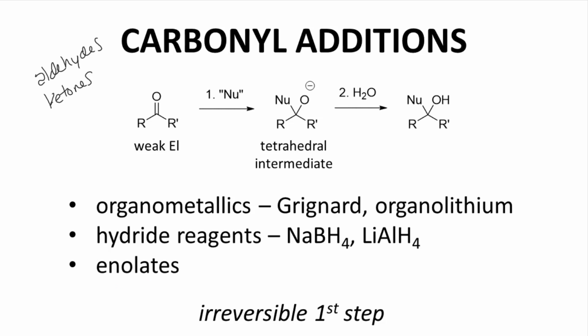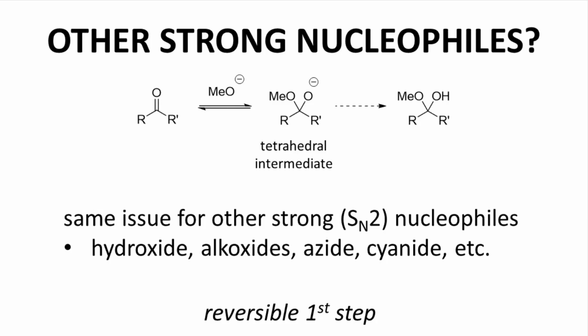This is interesting because we saw a lot of strong nucleophiles in the SN2 reaction. Why aren't these nucleophiles mentioned on this slide? Let's see. I'm showing methoxide as the nucleophile in this reaction. Methoxide can certainly be a strong nucleophile for an SN2 reaction. It can also attack a carbonyl to make a tetrahedral intermediate.